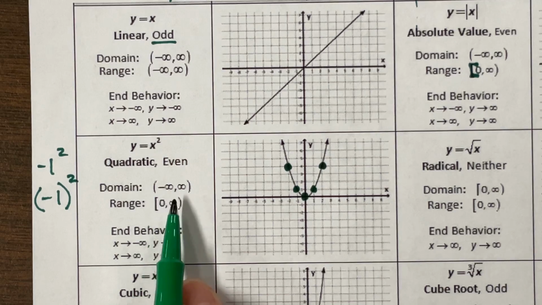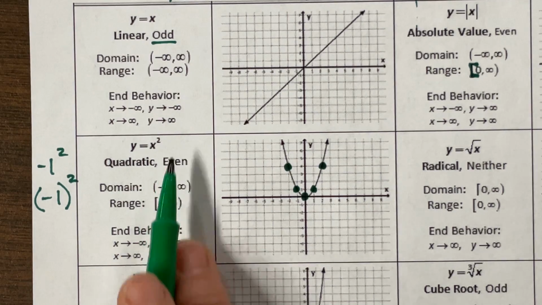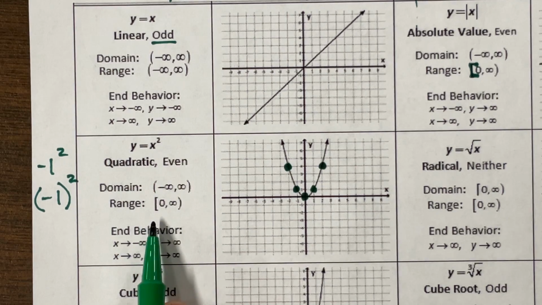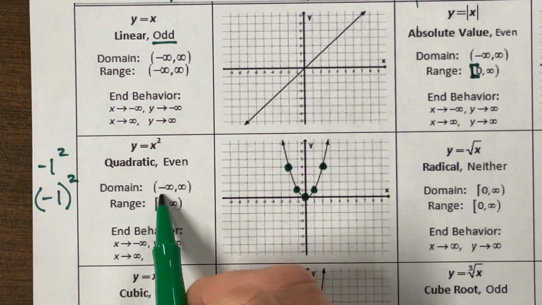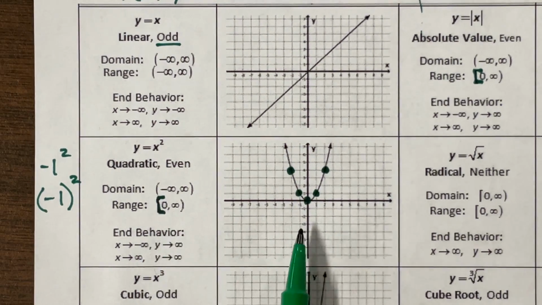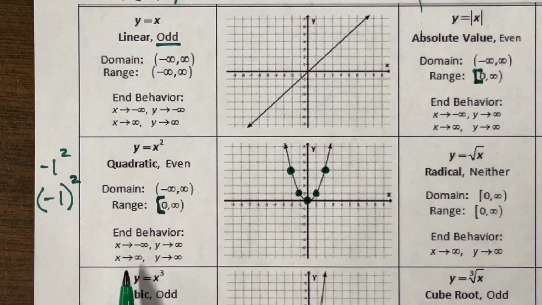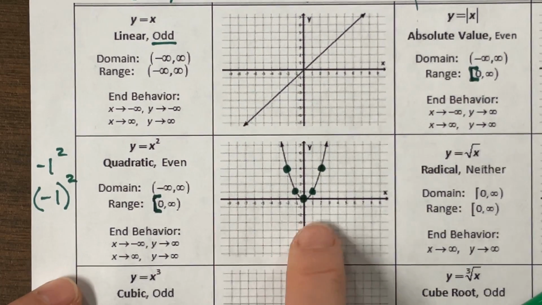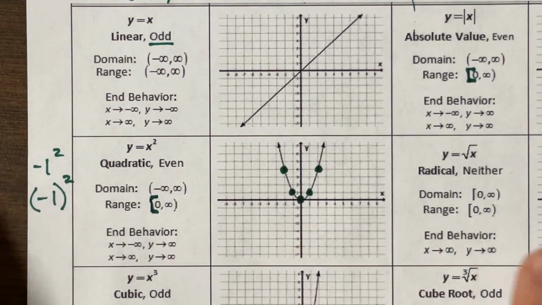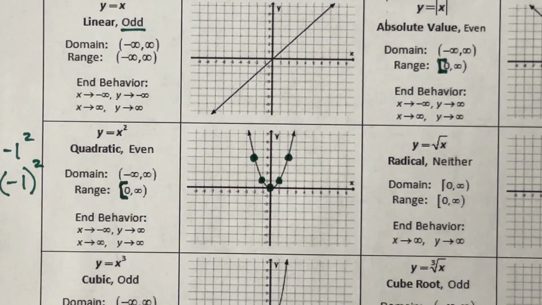Its domain is all reals. We can plug any real number in and square it. But our range is going to go from 0, and we're going to include 0, so notice I've got those hard brackets here, to positive infinity. In behavior, it's similar to the absolute value. As our x value either goes to positive infinity or negative infinity, either direction, our y values are going up to positive infinity.